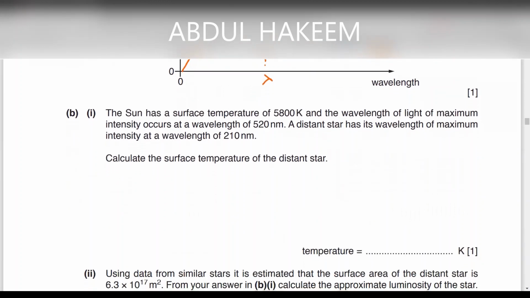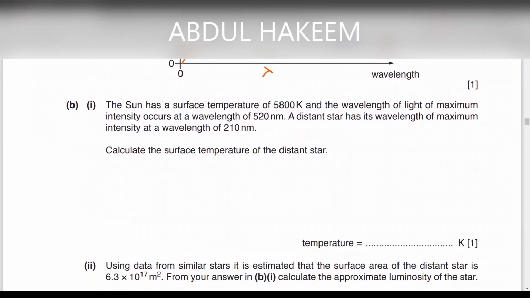And the next, the Sun has a surface temperature of 5800 and the wavelength of maximum intensity is 520. A distant star has the wavelength of maximum intensity at 210. Calculate the surface temperature of the distant star. So again, by Wien's displacement law, lambda max is inversely proportional to temperature. So lambda 1 T1 is equal to lambda 2 T2.